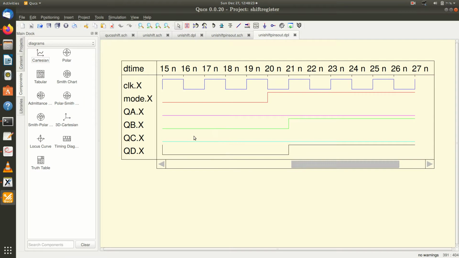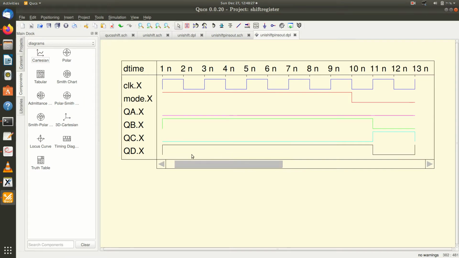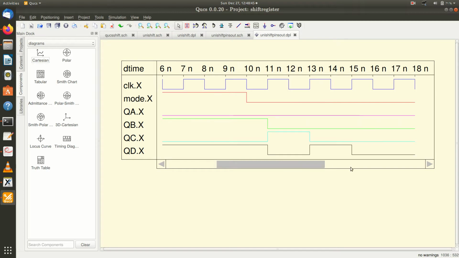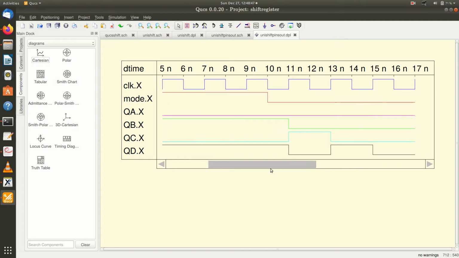You can see that initially I have some parallel data coming in, like 1 0 1 0. Up to this point the mode is high, meaning that it is a parallel operation. Here the mode is low, so you can see the serial shifting from here to here. You can see that this data is getting shifted to the right.